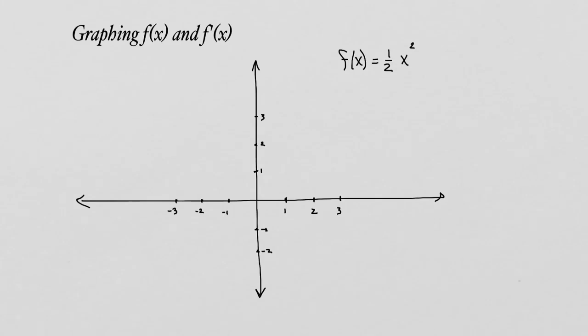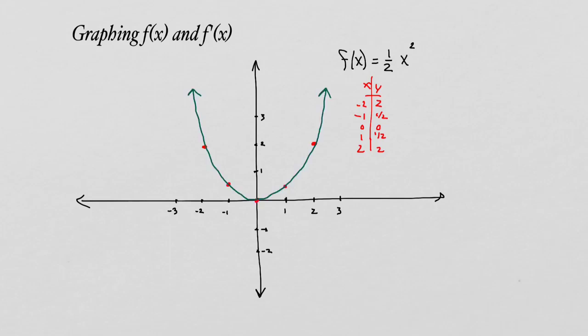Alrighty, in this video we're going to look at graphing f of x and f prime of x, its derivative. So we're going to begin with this function where f of x is equal to 1/2 times x squared. And we're going to go ahead and just plot some points here. I'm going to make a real quick t-chart and plug in some values. When x is -2, the output value is 2. And here's a few more points.